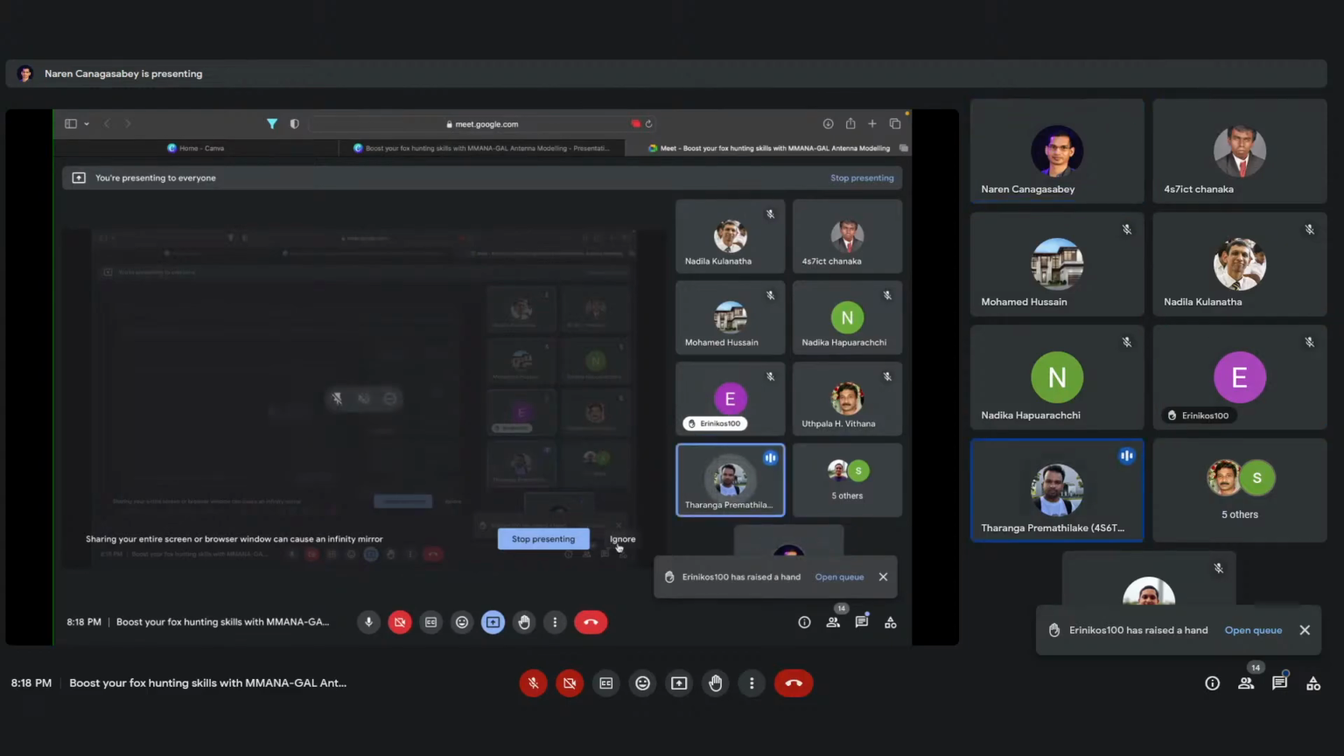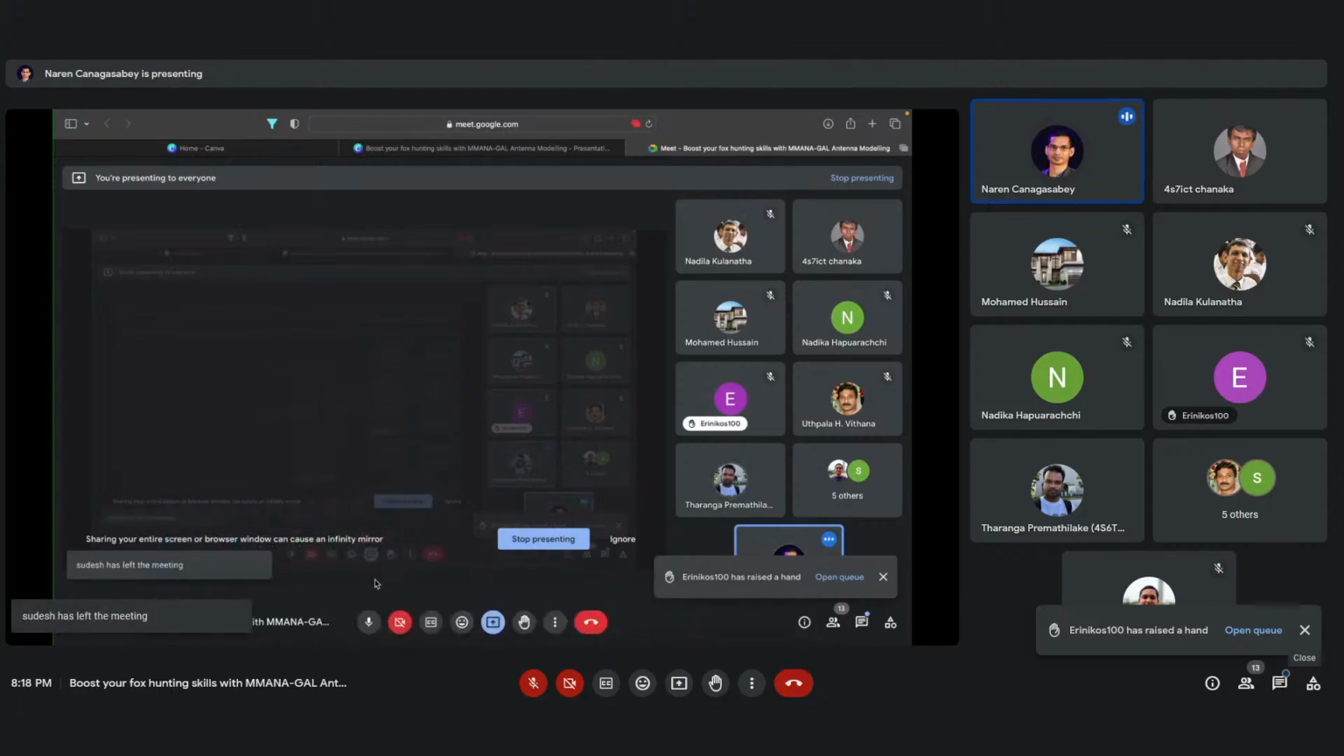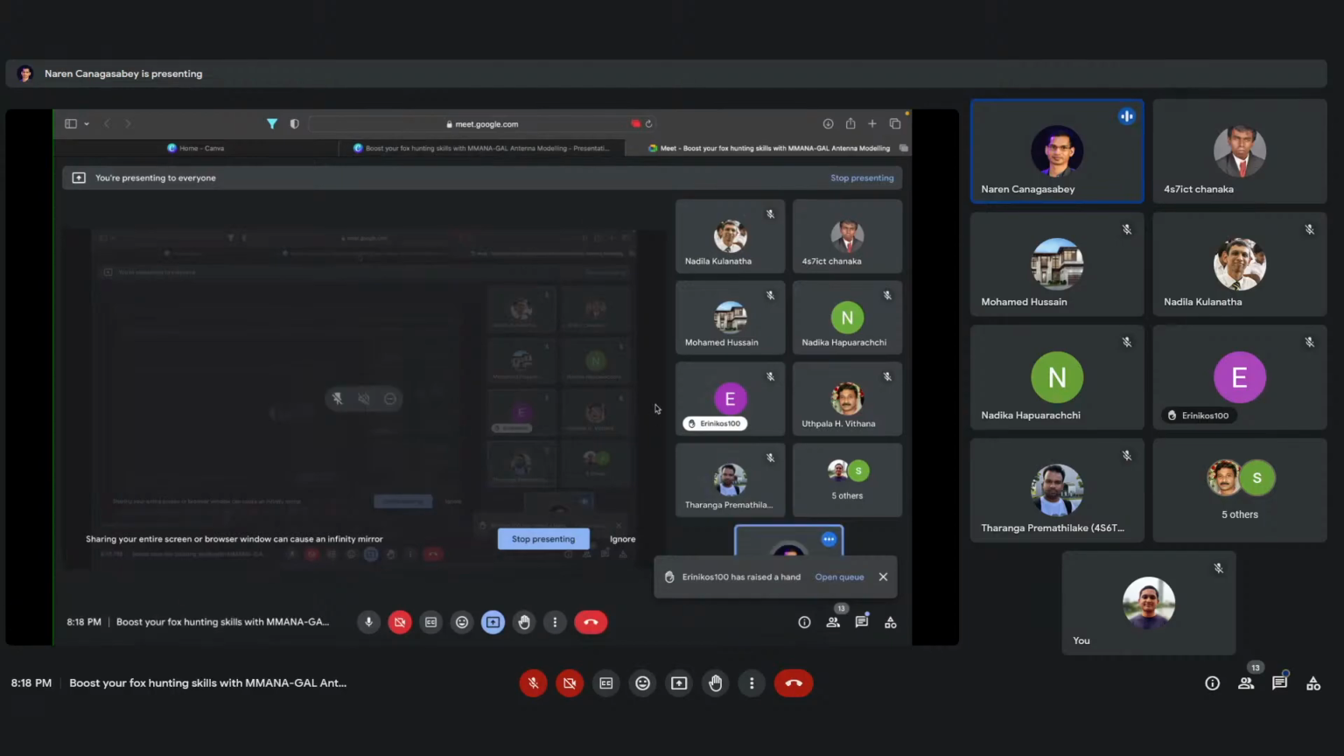Would it be possible to show the changes or the optimizations you did to the original design? There were quite a few changes done in terms of the spacings, Taranga. Okay, but right, I can share the workings on the WhatsApp group along with the files. Okay, superb. Thank you, Naren.